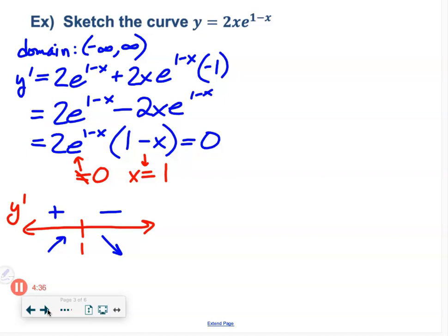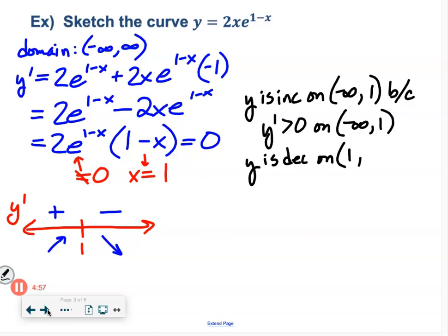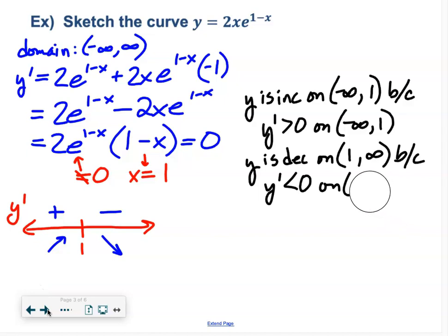So let's go ahead, I'm going to switch colors and say y is increasing on the interval negative infinity to 1 because y prime is greater than 0 on that interval. Y is decreasing on the interval 1 to infinity because y prime is less than 0 on that interval. Whoops. Let's go ahead and erase and clean that up. There we go. 1 to infinity. All right, so at 1, if you follow your arrows, we know that we have a relative max.